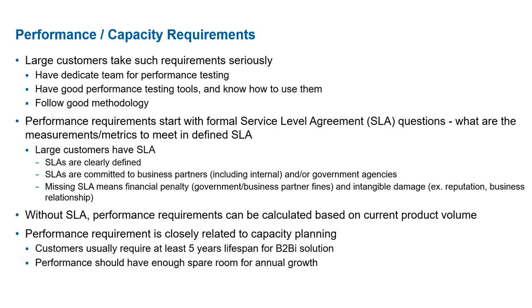If you miss any SLA targets, that can lead to financial penalties, reputation damage, and strained business relationships. And if no SLA exists, then performance is calculated based on current production volume and projected growth. How many files are you transacting today versus in a month? Is there any growth trajectory? Are you going to transact more files with the same trading partner? What's that number?